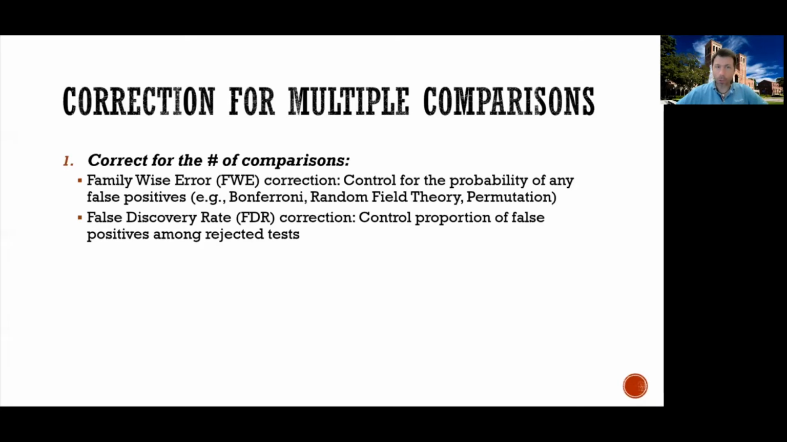A different class of approaches is known as false discovery rate correction. And here, what you're doing is something slightly different. Rather than saying, over all of my tests, I want the probability of having one false positive or more to be at most 5%, what you're saying is, of all the voxels that I do declare active, I want to control the proportion of those that are false positives. With FDR, you're saying, of the voxels that I find to be significant, at most 5% of those are false positives.